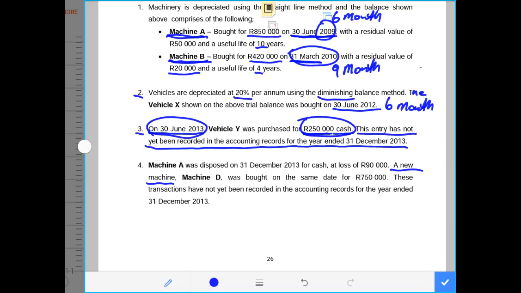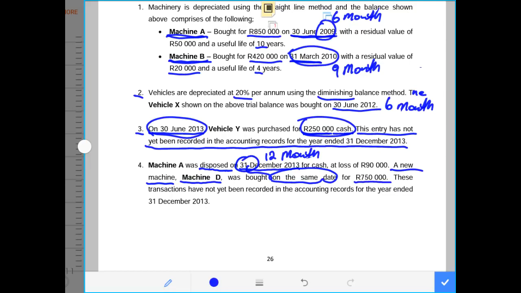A new machine, which is machine D, was bought on the same date for 750,000 rands. So now, take note once again, the disposal of the asset took place at the end of the current year. So now it means we have to account for depreciation for the full year, which is the full period of 12 months. And now at the end of the year, there was another machine, which is machine D, that was bought in substitution of machine A, I will assume. And this machine was bought on the same day, meaning on the same date, which is the 31st of December 2013.